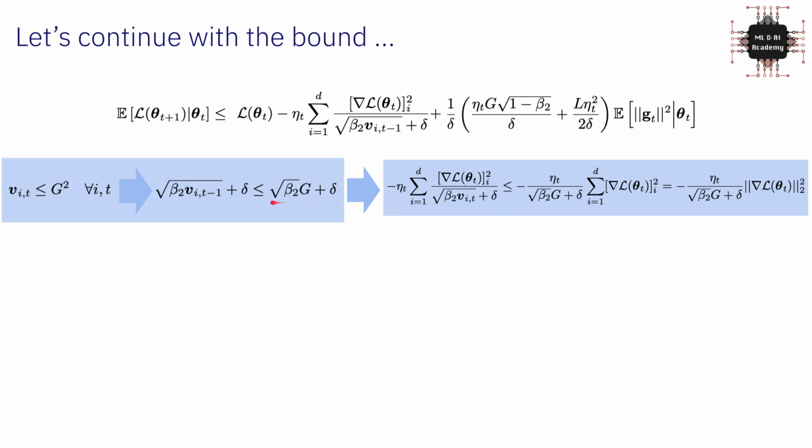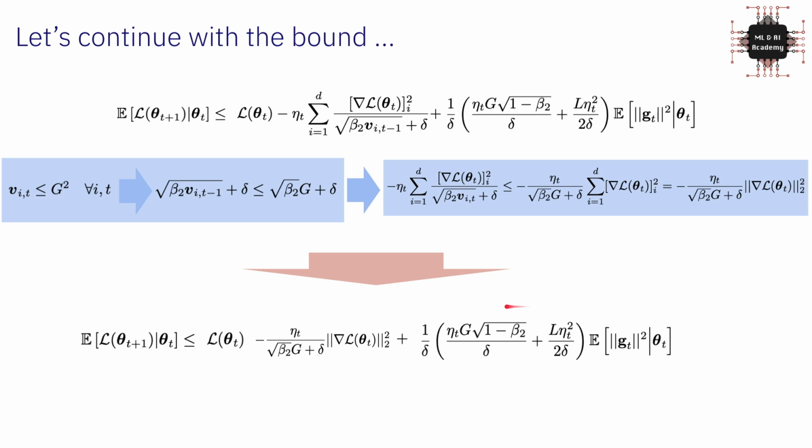So this term comes from this bound, and this stays there, right? And now, as you see, this is minus eta t over square root of beta 2 G plus delta multiplied by the norm of the gradient of the objective squared. This is good because now we have the norm of the gradient of the objective, which is a positive term, right? Remember, we wanted to get this less than this minus some positive term. So we're getting close to that, because the norm of the gradient is always positive. And then you have this minus with some constants, which we need to choose later.